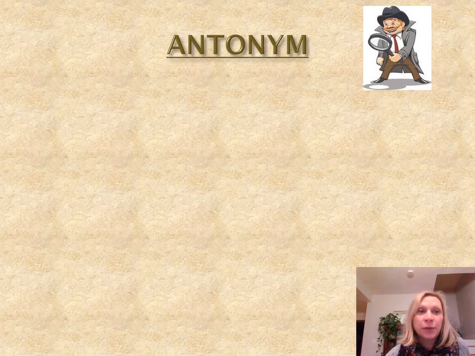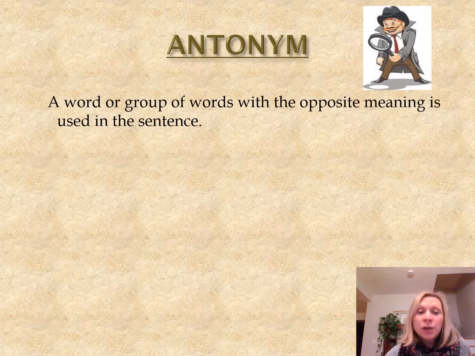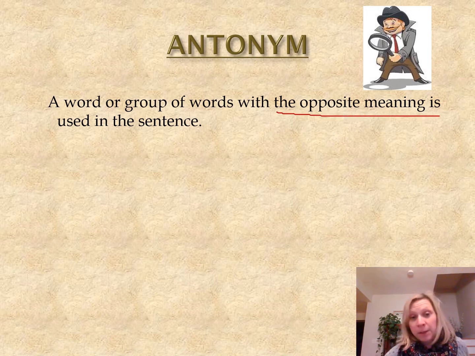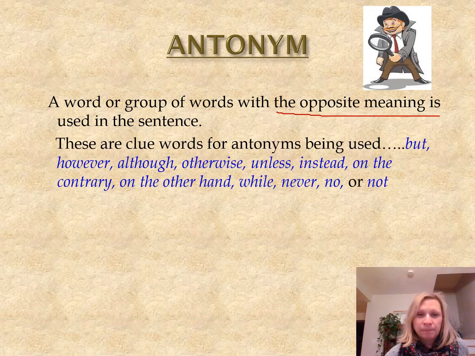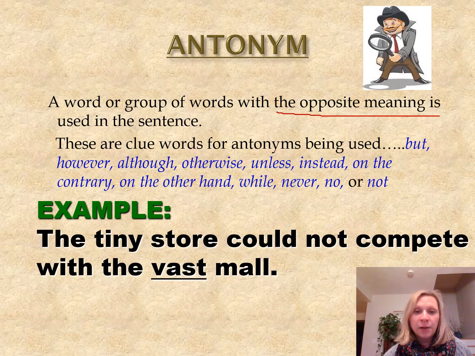Let's take a look at the next type, which is an antonym. So this is a word or group of words that means the opposite of the meaning used in the sentence. So there's some clue words for this too. So you'll see those words: but, however, although, otherwise, unless, instead, on the contrary, on the other hand, while, never, no, or not. And let's take a look at this example.